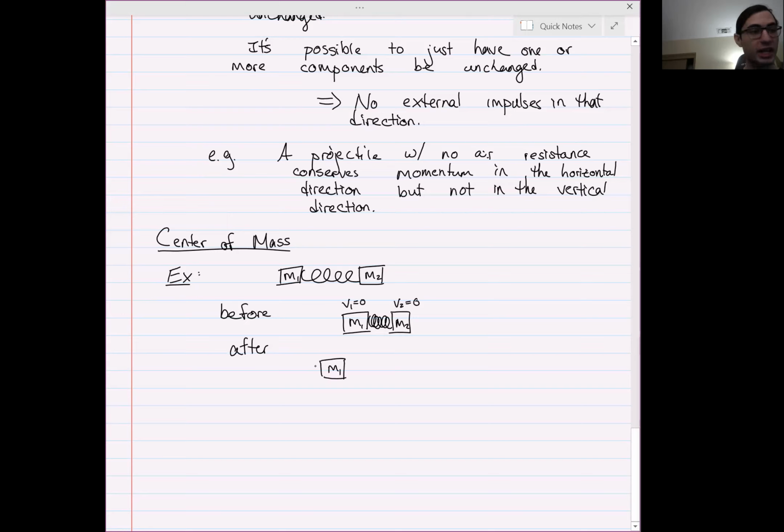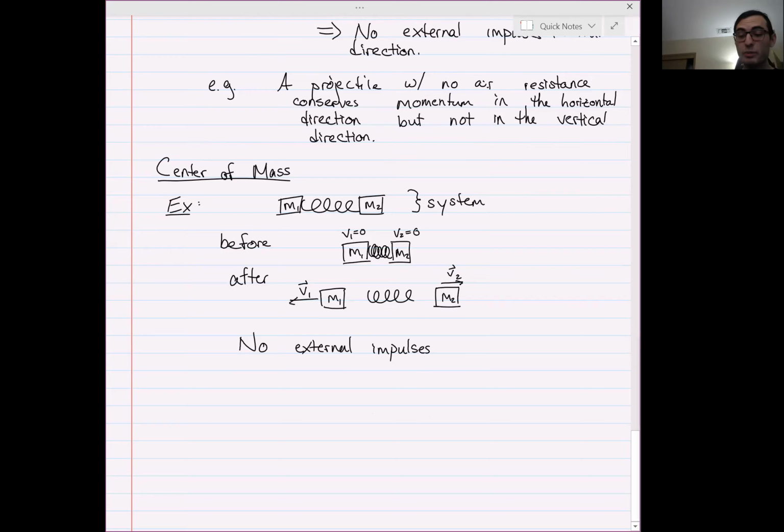You have one block that has some velocity in that direction. You have the spring in the middle that pushed them apart, and then you have the other block going to the right. Now, in this situation, there are no external forces if we consider both blocks and the spring to be part of our system. So that means there are no external impulses. We're going to call that our system. So the momentum should be conserved. The momentum of the whole system never changes.